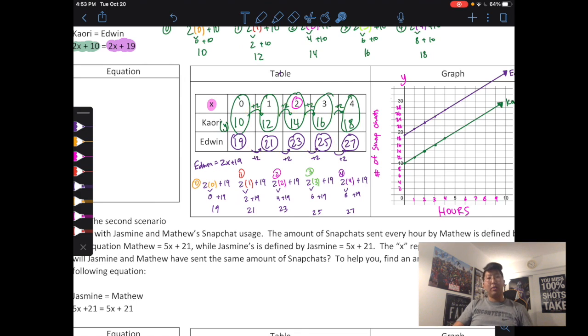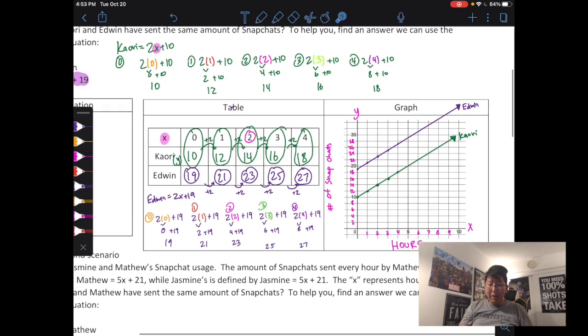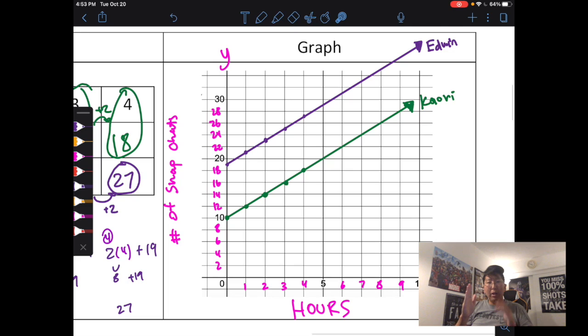So think of this, right? If Edwin had 19 Snapchats to start, and Coyote had 10, but they send the same amount each time, are they ever going to send the same amount? And that's my question. Right? Will there be an x value? Will there be a time? Will there be an hour when Edwin and Coyote have the same amount of Snapchats? I want you to think about that. Right? Or look at this graph. Will these two lines ever meet? Will there be a time where these two lines meet?